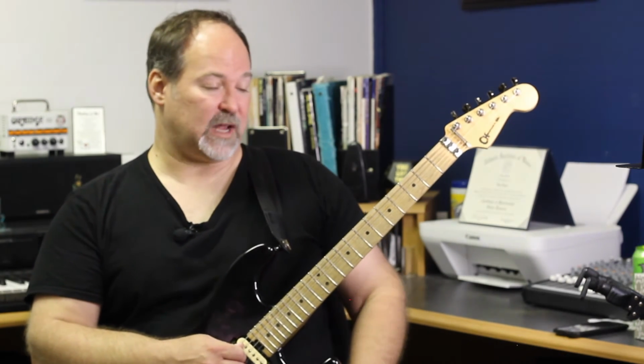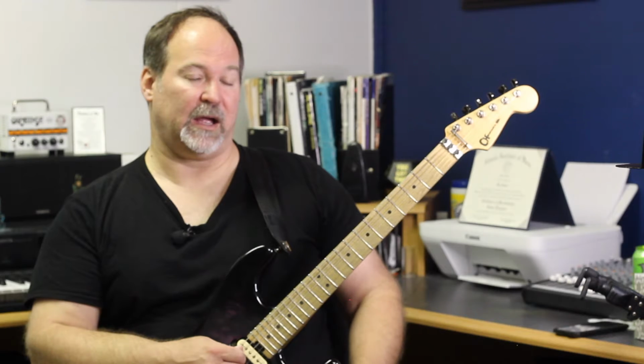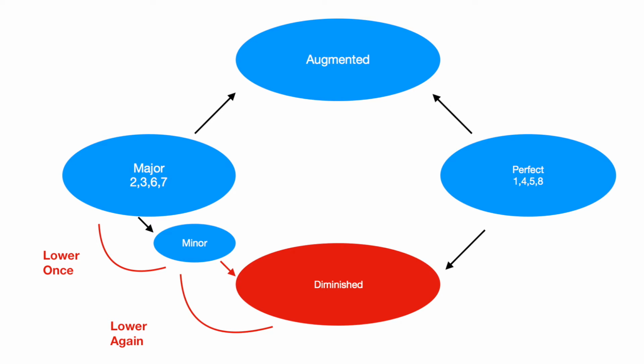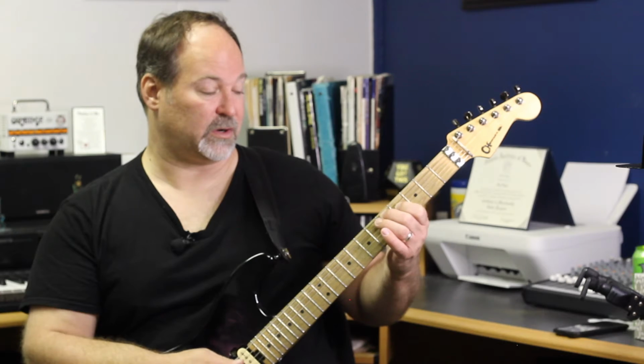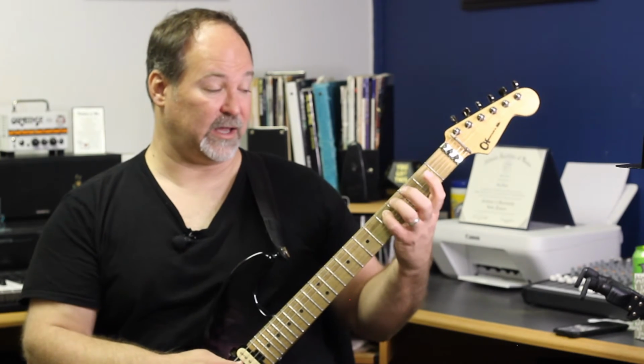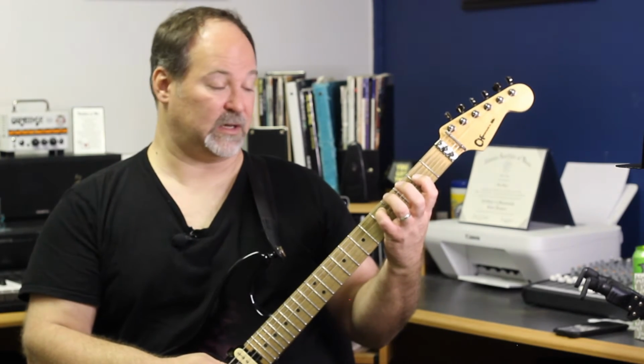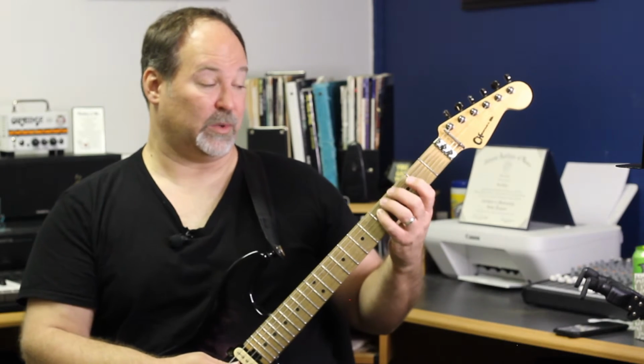Now, there's one more step to lowering intervals. If we lower a major interval once, it becomes minor. But if we lower that minor interval, it becomes diminished as well. So if you lower a major interval twice, major third goes to minor third. If I lower it again, it becomes a diminished third, which is really E.